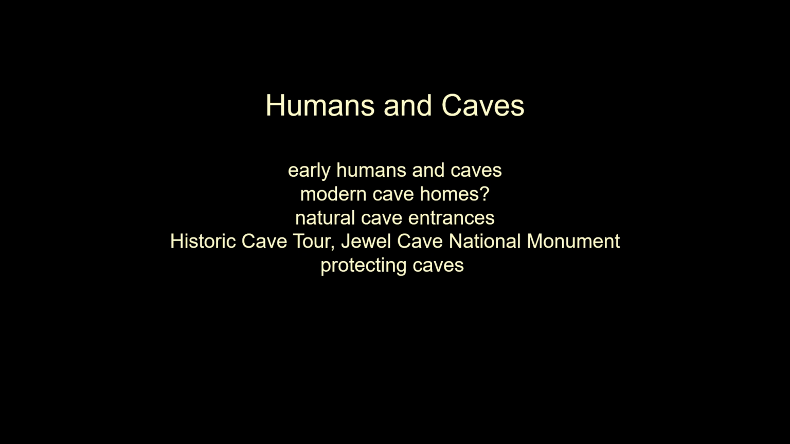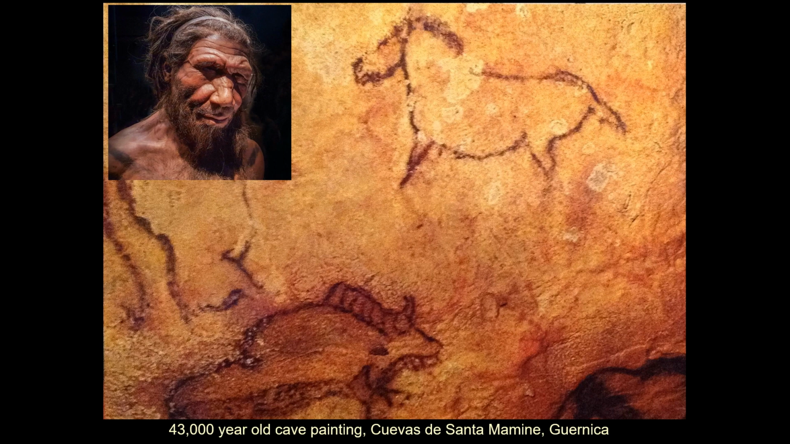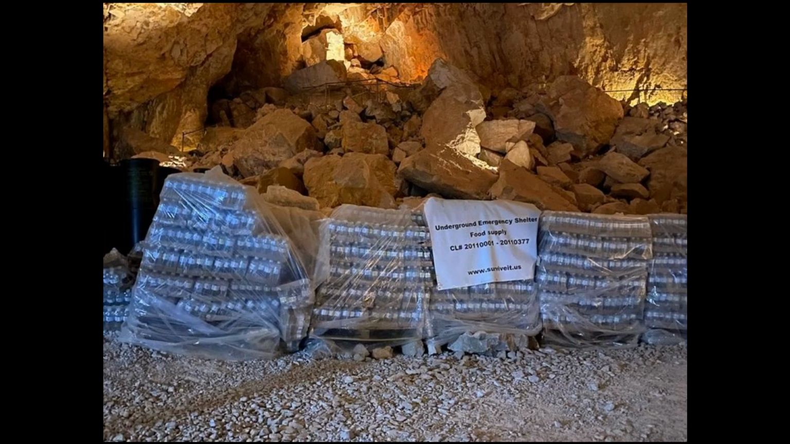Very briefly, a little bit about humans in caves, and early humans in caves, and a little bit about modern cave homes. So we know Neanderthals used caves. These are Neanderthal cave paintings. I've actually been to this cave in Guernica in Spain, and I've seen this image of the horse that's shown here. Here's an artist's conception of what a Neanderthal looked like 43,000 years ago.